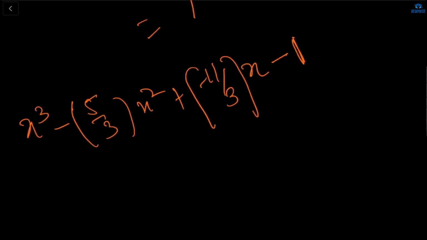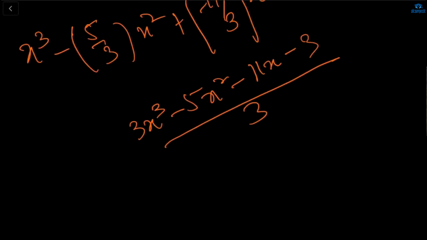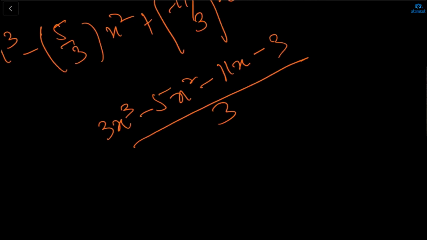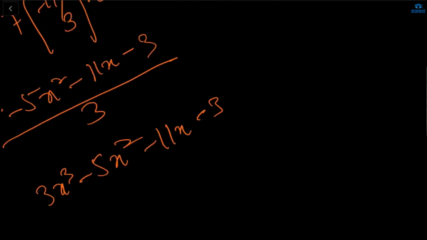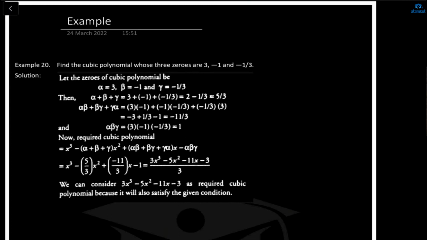You can simplify and write 3x cubed minus 5x squared minus 11x minus 3 by 3, equal to 0. So it will be 3x cubed minus 5x squared minus 11x minus 3. This is the required cubic polynomial. Okay. Understood, everybody? Any doubt, Rudoniel and Safia? In the last question, any doubt?